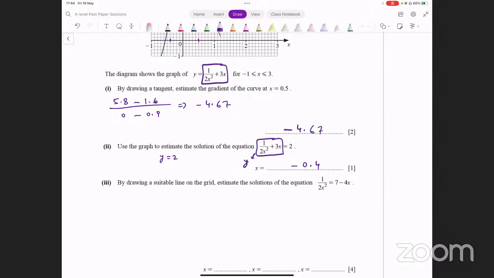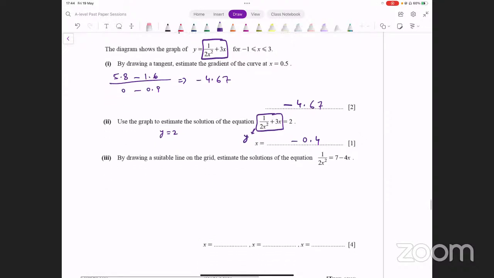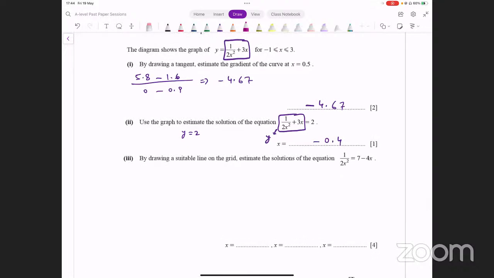Okay. Now in the second part, it says, by drawing a suitable line on the grid, estimate the solutions of this equation. Now this is slightly more tricky. Remember the curve that you have initially? Y equals 1 over 2x squared plus 3x. And we need to use that curve to solve this equation. 1 over 2x squared equals 7 minus 4x.